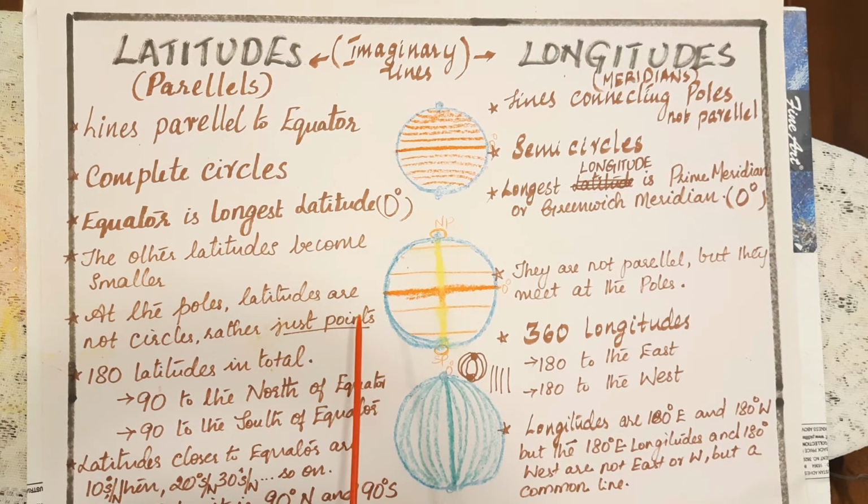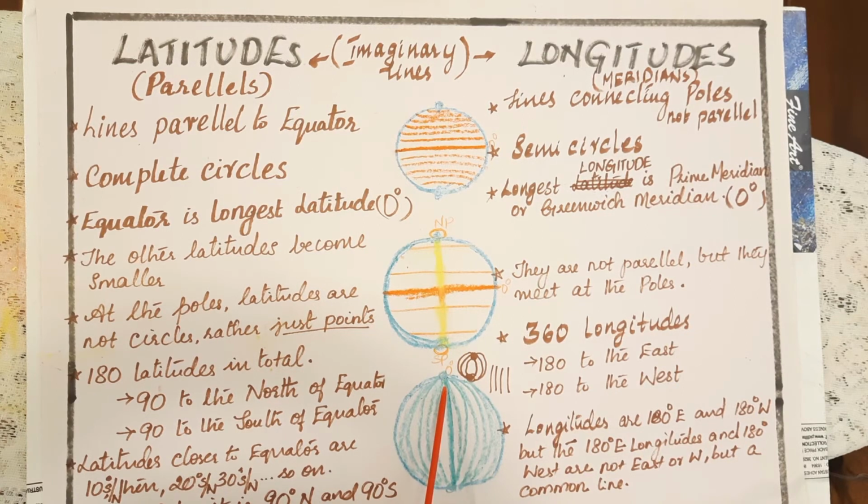Next, longitudes. This Greenwich meridian, which goes from the North Pole to the South Pole, helps to divide the globe again, like the northern and the southern. It helps us to divide it into eastern and western hemispheres.